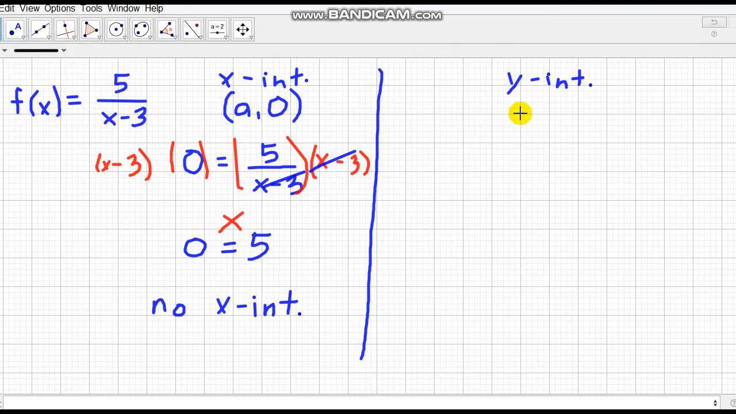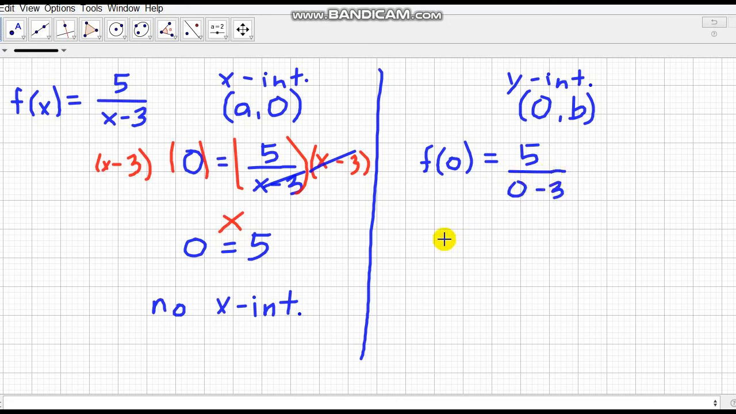Now next, let's have the y-intercept. The y-intercept is represented as (0, b). So it hits the y-axis, therefore the value of x is 0. We're just going to replace the value of x with 0, then solve for y. Therefore, f of 0 is equal to 5 over 0 minus 3. 0 minus 3 is negative 3.